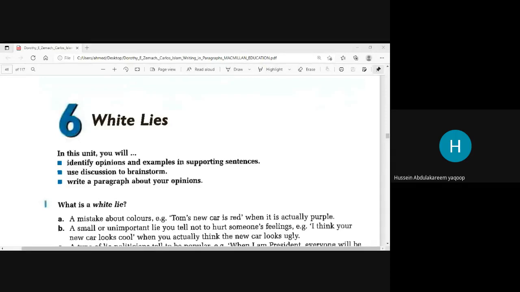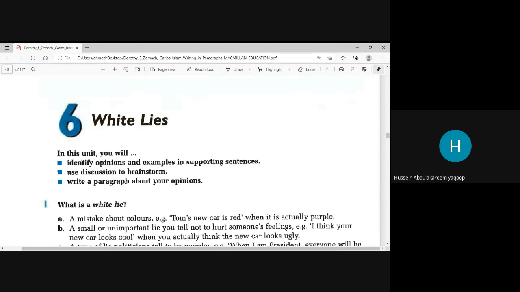Okay, students, today we are going to talk about things that are related to our writing in paragraphs. And I hope we are expected to be acquainted and familiar with some of the topics that seem new to you. The title of the unit is White Lies. And in this unit, as I said, we are expected to be more identified with how we state our opinions, and we support these opinions with examples.